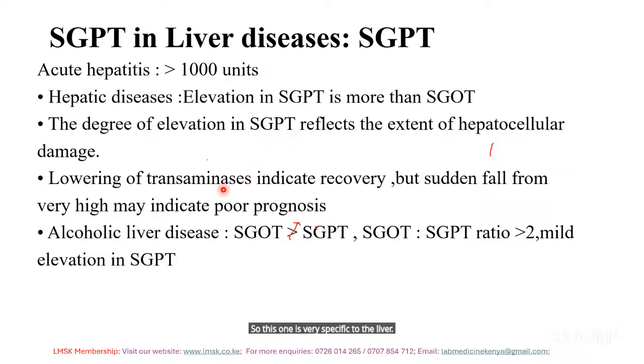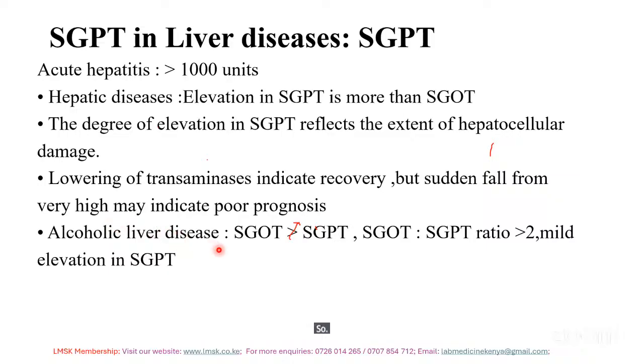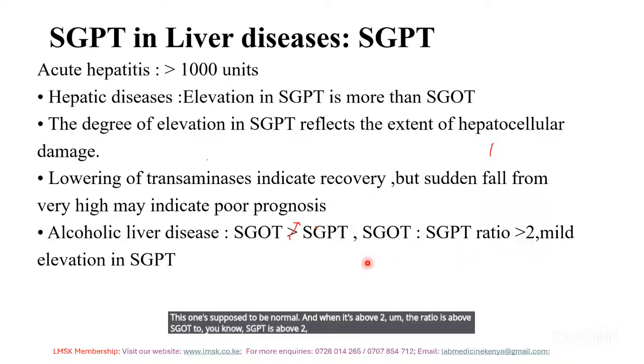Then lowering of transaminases indicates recovery, but a sudden fall from very high levels may also indicate poor prognosis, because the liver might now be failing altogether. So in alcoholic liver disease, we have more SGOT as compared to SGPT. And then we have this one in severe cases. This one is supposed to be normal. And when the ratio of SGOT to SGPT is above 2, then that's abnormal.